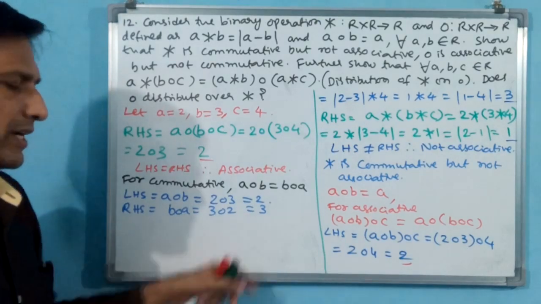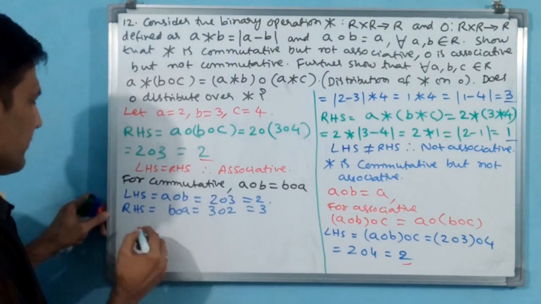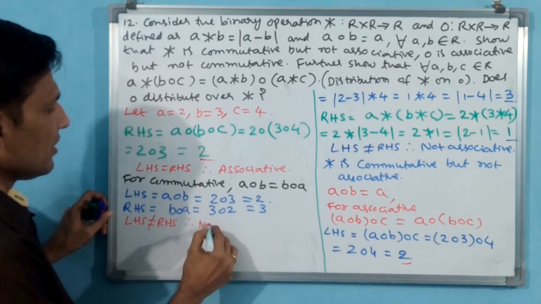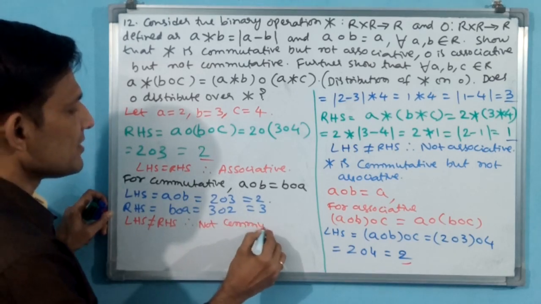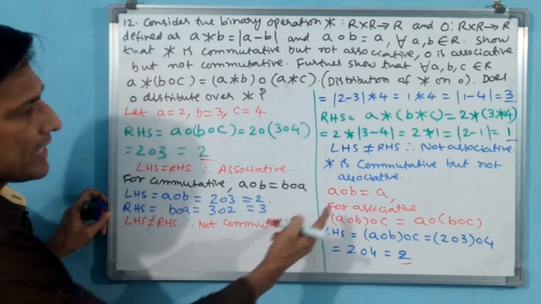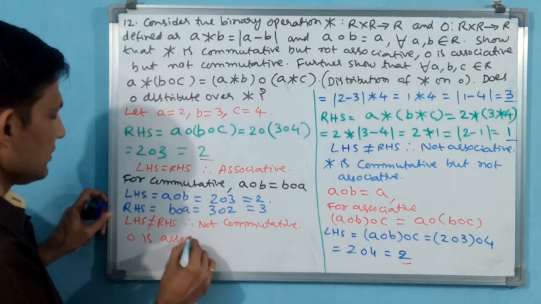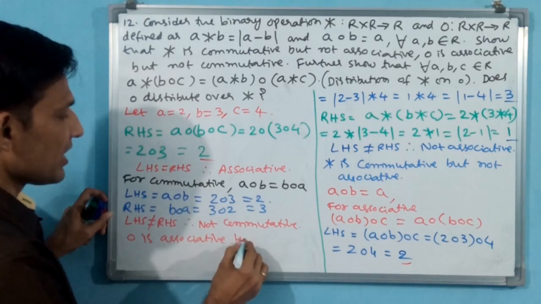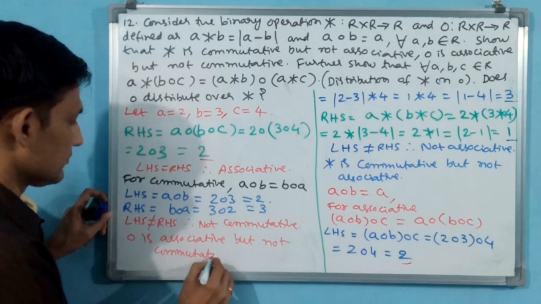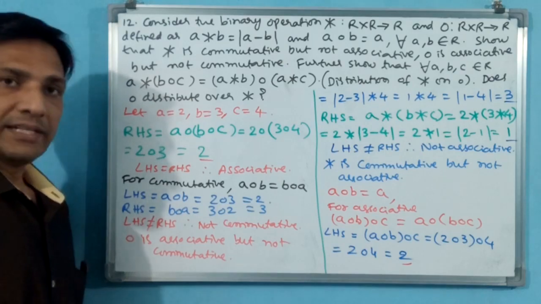Because the first letter we have to take. Is it equal? Not equal. Then you write LHS is not equal to RHS, therefore not commutative. See, this function is not commutative but associative. Now finally you write like this: star is commutative but not associative, and O is associative but not commutative. Like that you have to write.